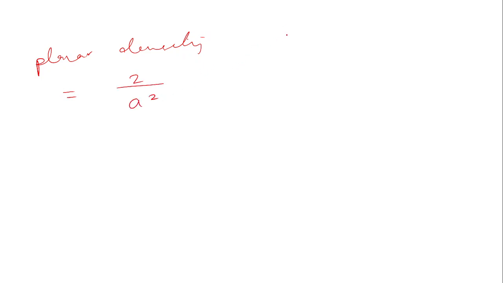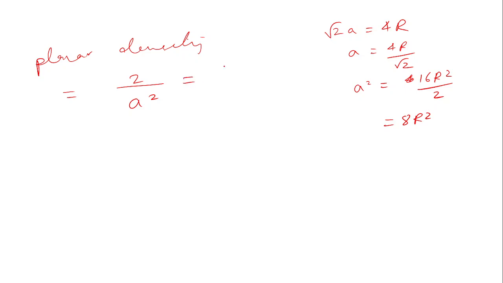Okay, now the relation, we are talking about FCC, right? Yeah, so for FCC we know root 2A is equal to 4R. So A will be 4R by root 2, which means A square will be 16R square divided by 2, that means 8R square. When we substitute it here, we'll get 2 by 8R square, that means 1 by 4R square. 1 by 4R square is our answer.